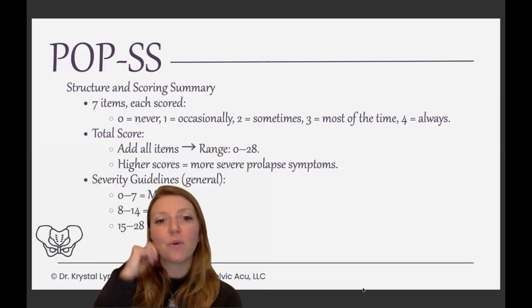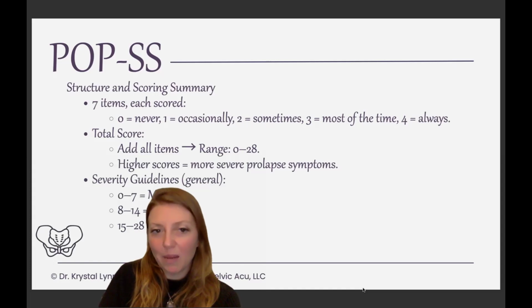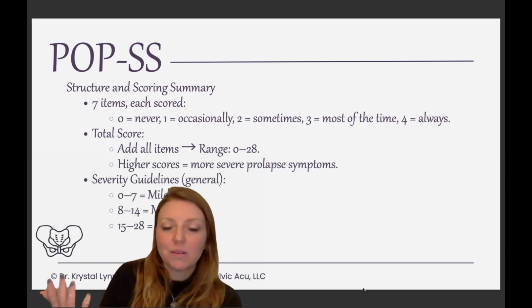Here's the scoring for it. It's pretty simple scoring, 0 to 4, as I mentioned, all 7 items. Add the items together. There's a range of 0 to 28. Higher scores equal more severe prolapse symptoms. Lower scores, mild.